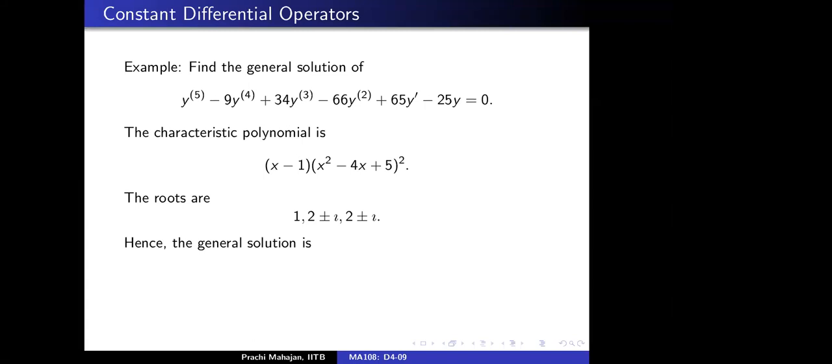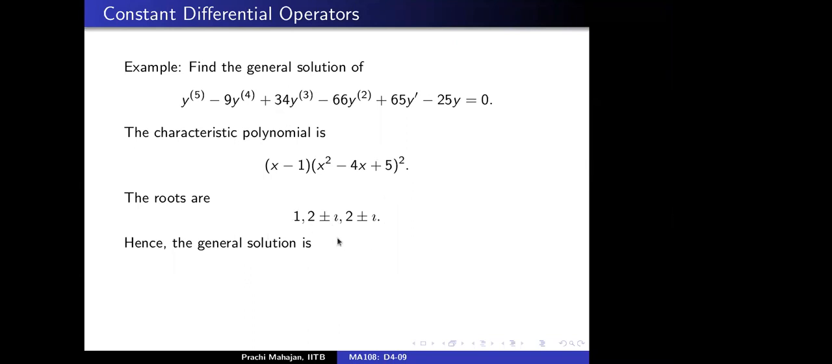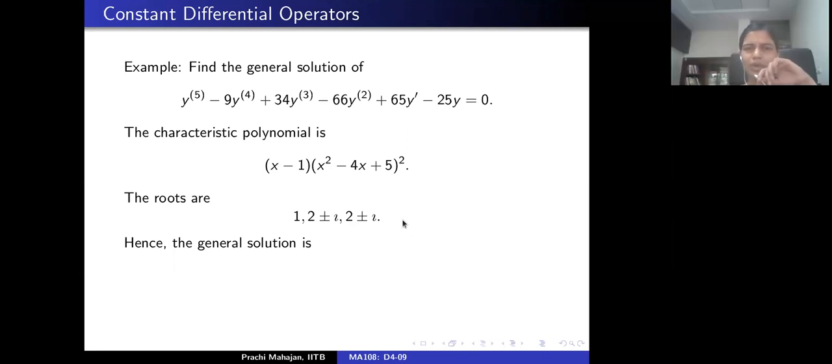C1 e raised to x. Yes. So you have e to the x corresponding to the operator d minus 1. And then you have some roots: e raised to 2x cos x and e raised to 2x sin x, and then x e raised to 2x cos x and x e raised to 2x sin x. Right, you have to account for the multiplicity.